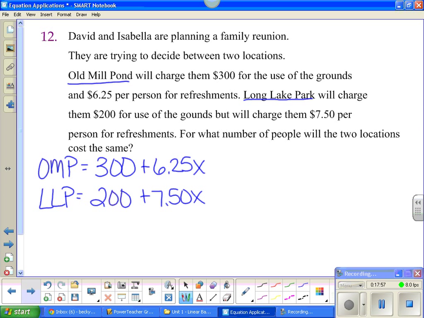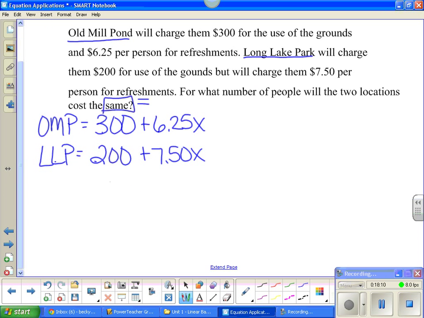So Old Mill Pond is more up front but less per person, and Long Lake Park is less up front but more per person. And we want to know when they're going to cost the same, and we know that same means equals. So we're going to take these two equations and we're going to set them equal to each other.